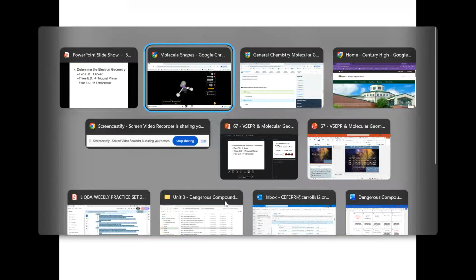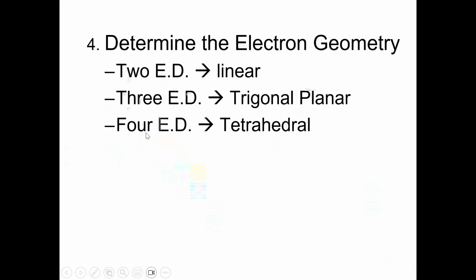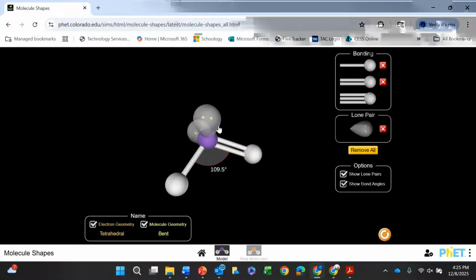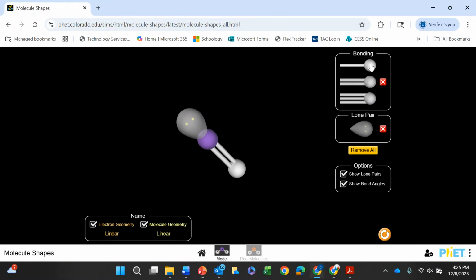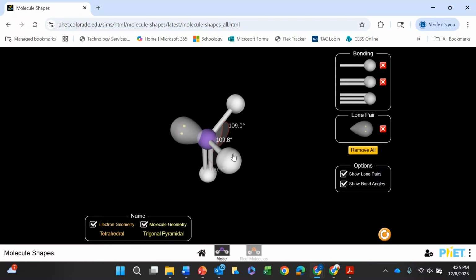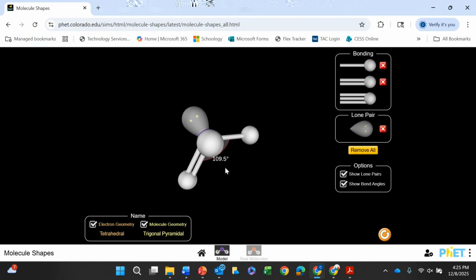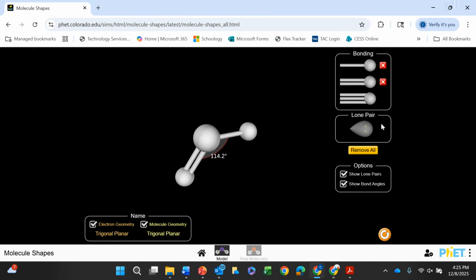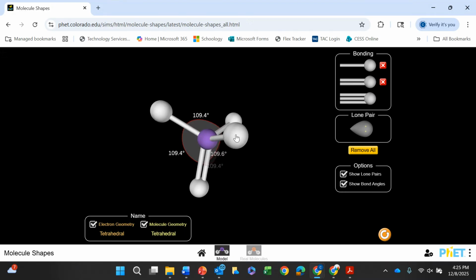So if I go back to my neat little PhET, this thing has 4 electron domains. Its electron geometry is tetrahedral. Notice that if it's got 4 electron domains, it's going to be tetrahedral. Even if I take one of these non-bonding pairs and add a bond, I'm still going to get a tetrahedral shape. I may get a different overall shape, but I'm going to get a tetrahedral shape. If I have no non-bonded pairs and only bonds, I'm still going to get a tetrahedral shape.